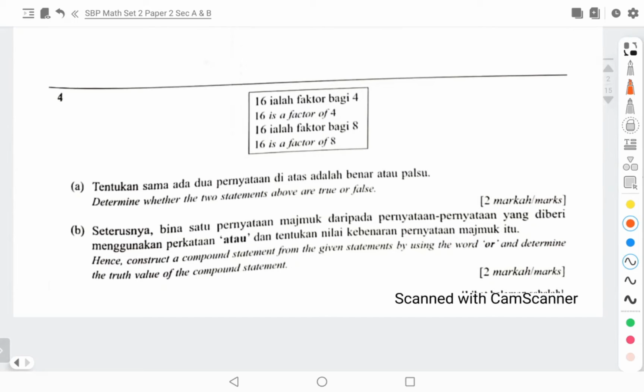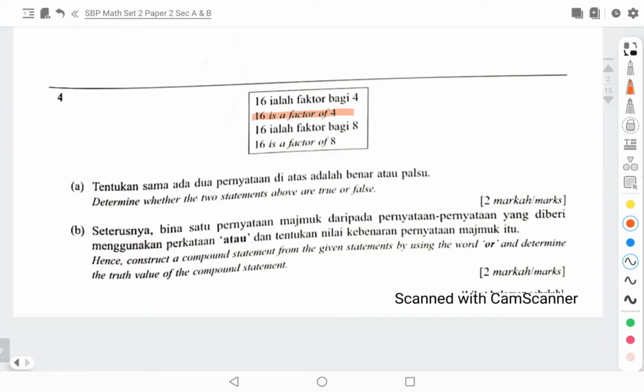Okay, my bad. Number 4 here. You have 2 sentences there. 16 is a factor of 4 and 16 is a factor of 8. Determine whether the 2 statements above are true or false. So the first one, 16 is a factor of 4. Do you think it's true or false?